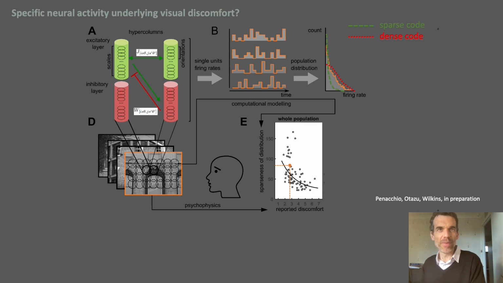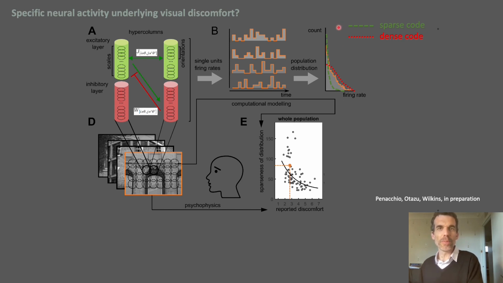So using this model, we saw that uncomfortable images were associated with a dense activity of the model. That is to say, a larger number of units active and with a larger activity or firing. So this is represented here by the red curve. And in contrast, comfortable images were associated with a sparser activity, with only a few units firing, and this is represented here using the green curve. So we found that the sparseness of the model response to an image predicted a large amount of the variance in judgment of discomfort.